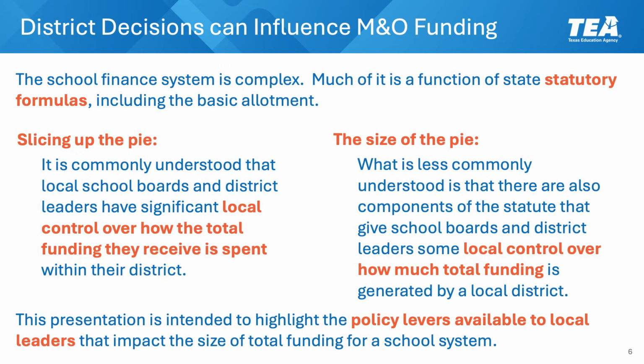The school finance system is complex. Much of it is a function of state statutory formulas, including the basic allotment. It is commonly understood that local school boards and district leaders have significant local control over how the total funding they receive is spent. What is less commonly understood is that there are also components of that statute that give school boards and district leaders some local control over how much total funding is generated by a local district. This presentation is intended to highlight the policy levers available to local leaders that impact the size of the total funding for a school system.